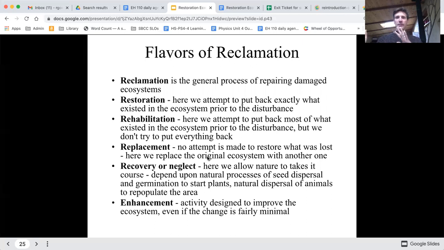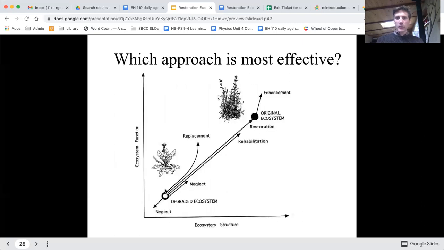Replacement would be, let's get rid of the knee and put in an artificial knee, a new knee. Recovery or neglect is where we're basically saying, just let your body keep doing it. Stop doing whatever was making your knee bad or painful and give your body a chance to heal naturally. That would be recovery or neglect. And then enhancement would be giving yourself a new knee that's souped up, like the RoboCop or Bionic Man version. You're getting the greatest new alloy of titanium or something.